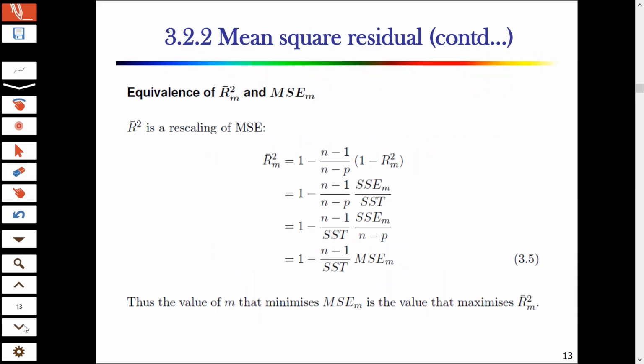Now the relationship between adjusted R square and MSE. This is the definition of adjusted R square. If we plug in the R square here, SSE divided by SST, ultimately we get 1 minus (n minus 1) over SST times MSE. Thus, the value of m that minimizes MSE is the value that maximizes adjusted R square. So for any particular model, if MSE is low, the adjusted R square will be high.